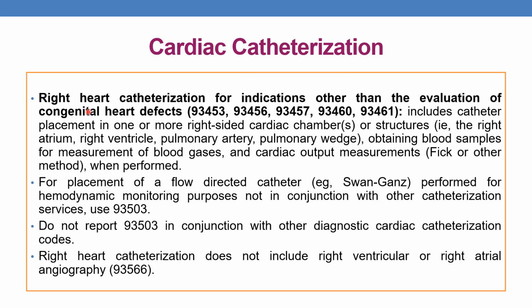Now first coming to right heart catheterizations for indications other than the evaluation of congenital heart defects. The code range is 93453, 456, 457, 460 and 461. They include the catheter placement in one or more right-sided cardiac chambers or structures, that is right atrium, right ventricle, pulmonary artery, pulmonary wedge, obtaining blood samples for the measurement of blood gases and cardiac output measurements, Fick or other method when performed.